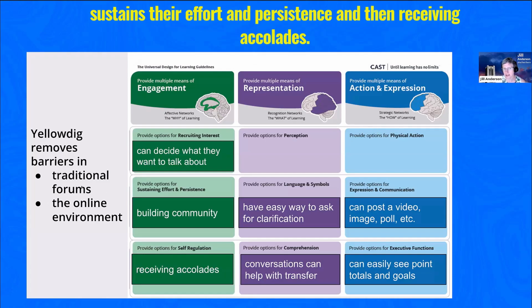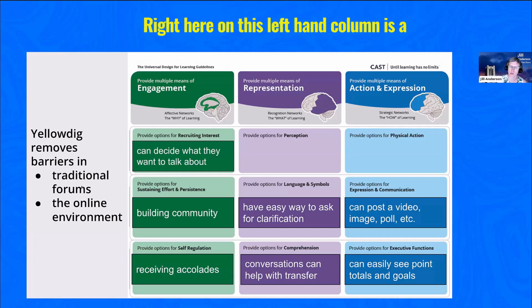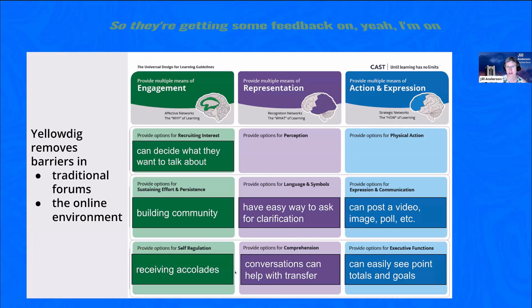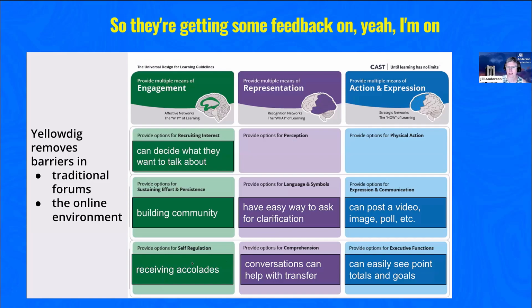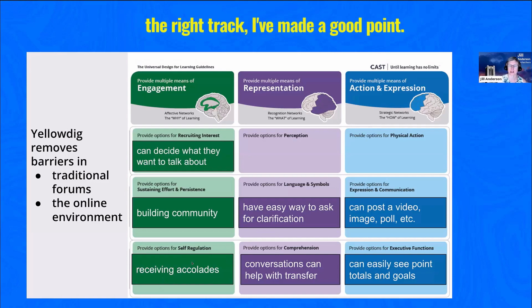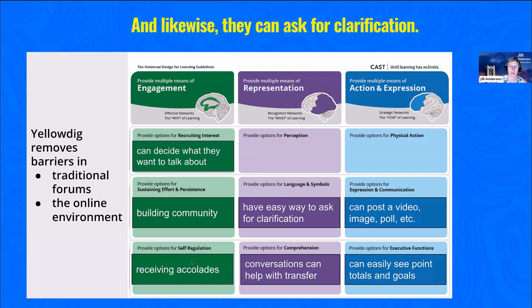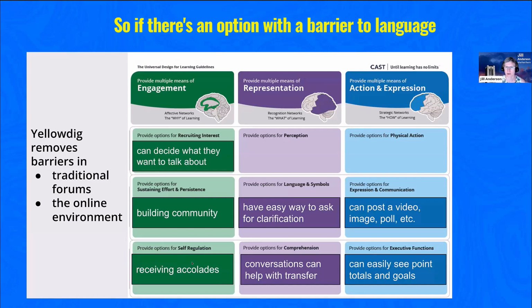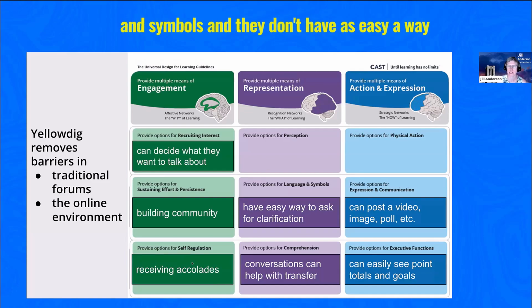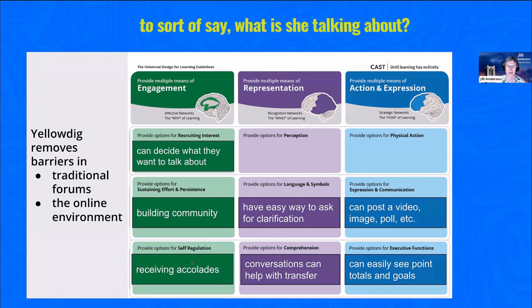And then receiving accolades. So right here on this left-hand column is a way that helps with self-regulation, right? So they're getting some feedback on, yeah, I'm on the right track. I've made a good point. I've gone out on a limb and my instructor appreciates that. So that can help with knowing how to continue and to continue to succeed. And likewise, they can ask for clarification. So if there's a barrier to language and symbols and they don't have as easy a way to say, what is she talking about? This is the place they can do that.